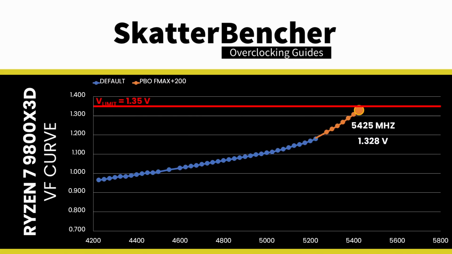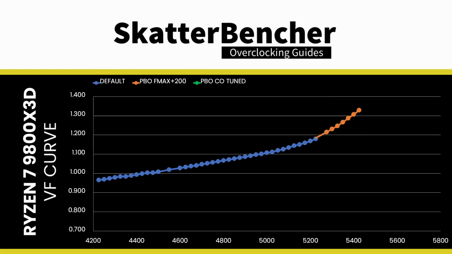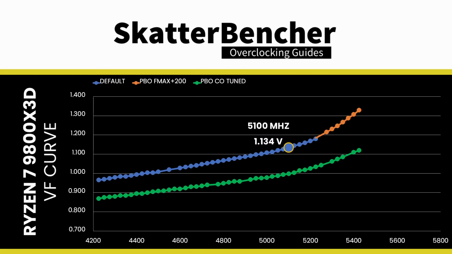If we set a negative curve optimizer, we can shift the entire voltage frequency curve along the voltage axis. And suddenly we need a lot less voltage for every operating frequency. For example, for 5.1 GHz we needed about 1.13 volt by default, but with a -40 curve optimizer, now we only need 0.998 volts. Curve optimizer is a very powerful tuning tool. It's simple, but not simplistic.